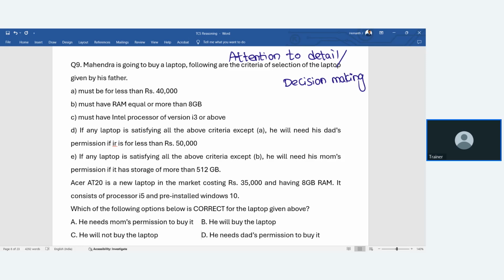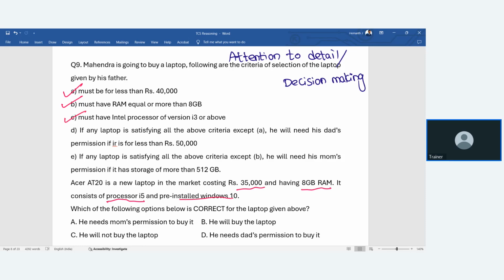The condition given by his father is that it must be less than 40,000. Here it costs around 35,000. First condition satisfied. Next condition, it should be equal to or more than 8 GB RAM. This is 8 GB RAM, also satisfied. You must have an Intel processor, version i3 or above. A new laptop, SR880, is a processor of i5, related to Intel only. With pre-installed, I think that's also satisfied.